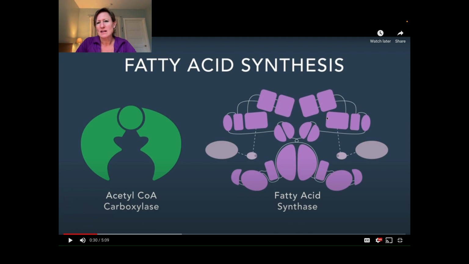And then here is fatty acid synthase. I'm not going to say it's a multi-enzyme complex because it's really just one enzyme as a dimer that has multiple domains. So it's different from, say, pyruvate dehydrogenase that we've learned about before, that really has multiple different proteins. Here, they're all strung together.